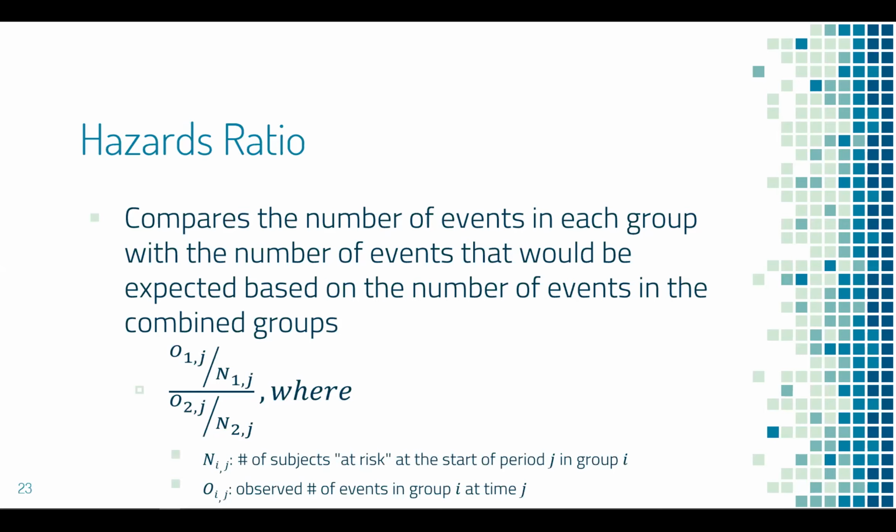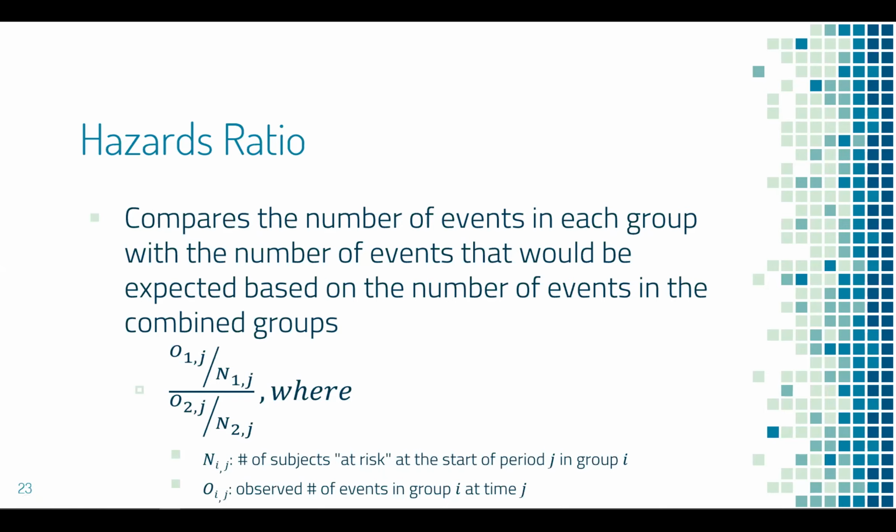So how that looks from a formula standpoint: O indicates that this is the number of observations. N indicates that it's the number of subjects in a group. Then 1 indicates this is group 1, 2 indicates this is group 2. So all we're doing is comparing the number of observations in time period J in group 1 and group 2, so the proportion of cases, and that's all that the hazard ratio compares.